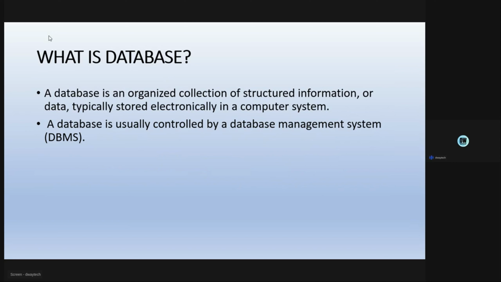The second part: a database is usually controlled by a database management system. Our very next question was, what is DBMS? DB, as you can see, is the full form for database. MS is management system. So the database is the data that is stored in your computer. The management system is the methodology or the software, whatever process or means you use to manage the information on your system, and that is called DBMS, that is, database management system.